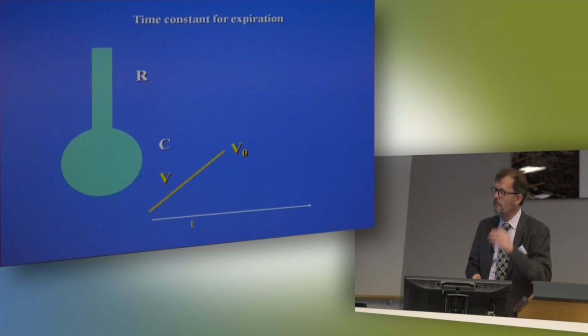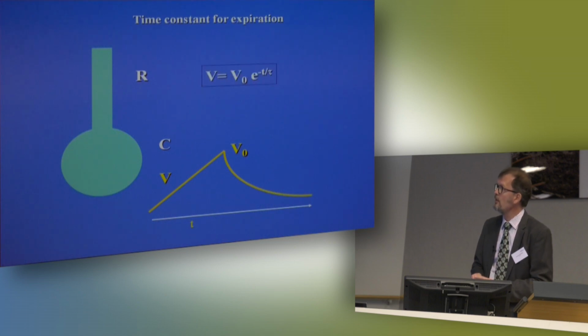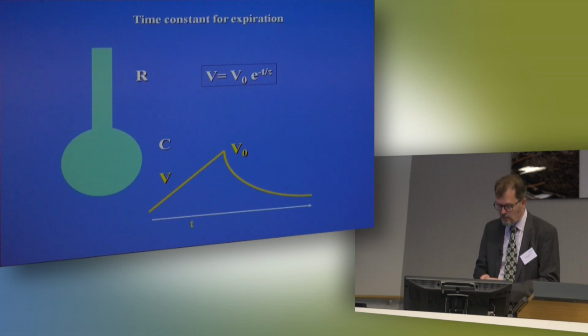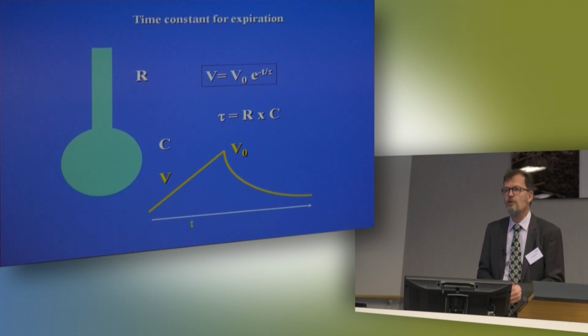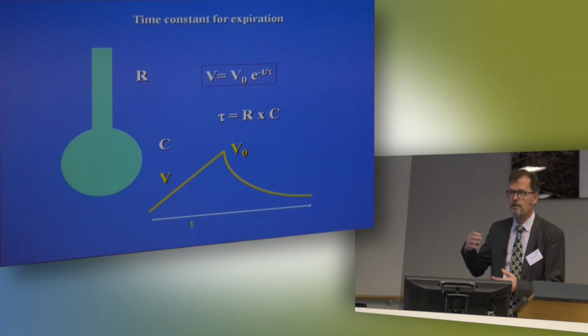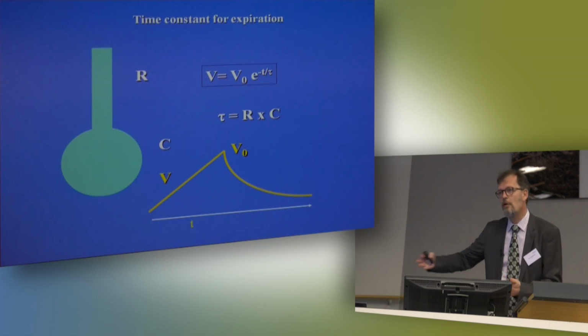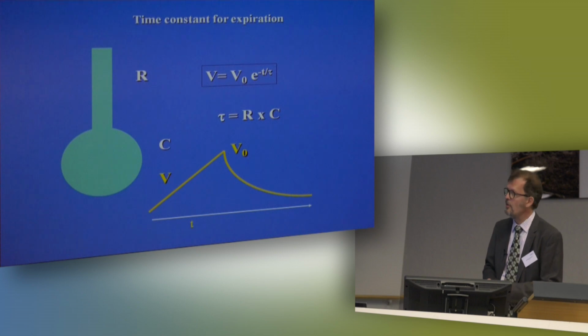And with such a system, the expiration from a given tidal volume follows a mono-exponential equation. And this mono-exponential equation has a time constant, which for the respiratory system is a product of resistance and compliance, which intuitively I think makes sense. The higher the resistance or the higher the compliance, the longer it takes for expiration.